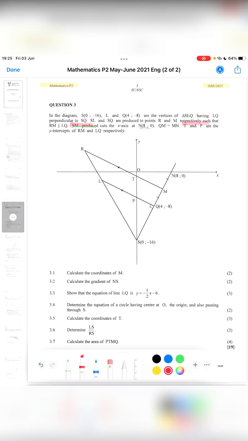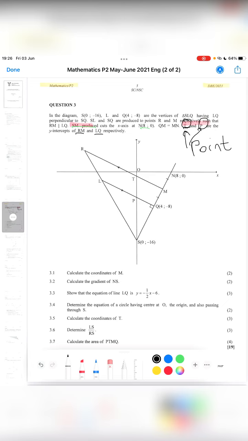Remember, ladies and gentlemen, when you are given just one letter, this means it's a point. When you are given two letters, and remember, I'm talking about capital letters. When you are given a capital letter, which is just one letter, it means it's a point. So T there, it's a point. P there, it's a point. But when it's given like this, as two letters, we are talking about a line.